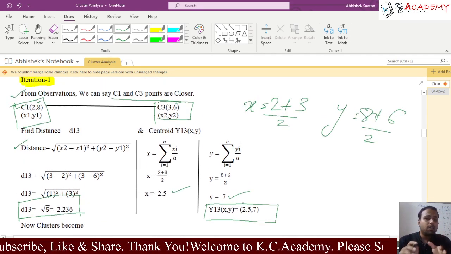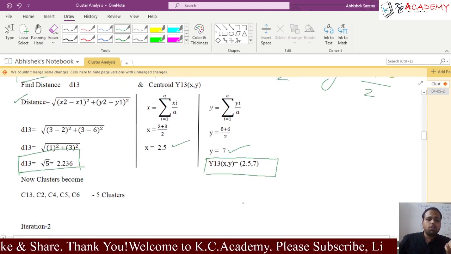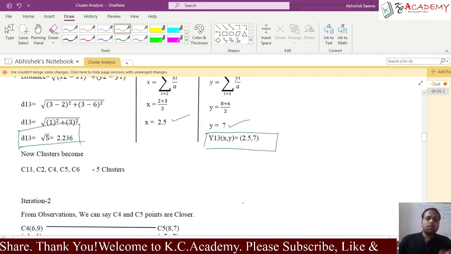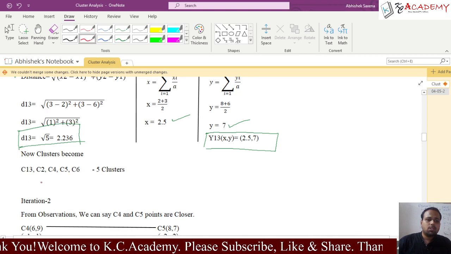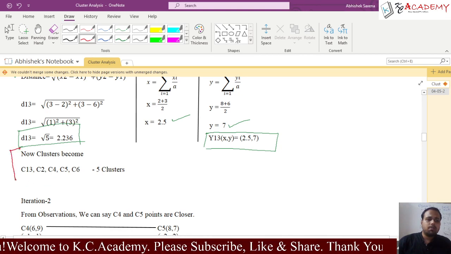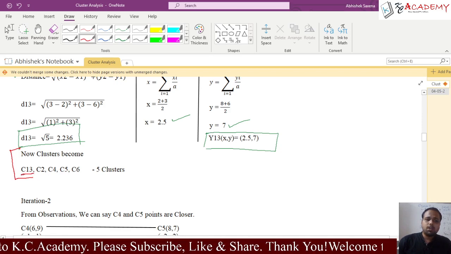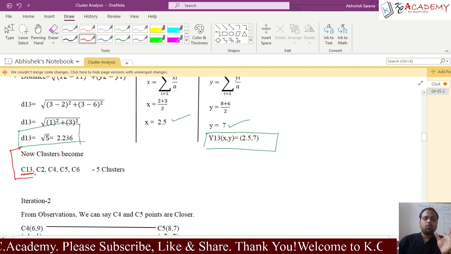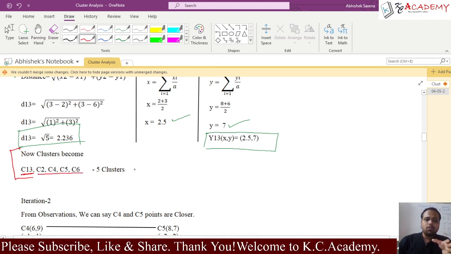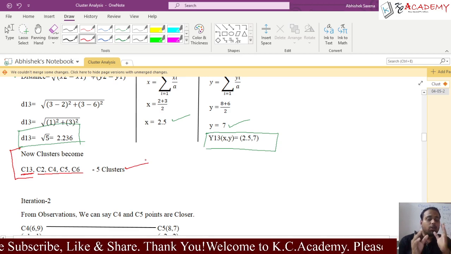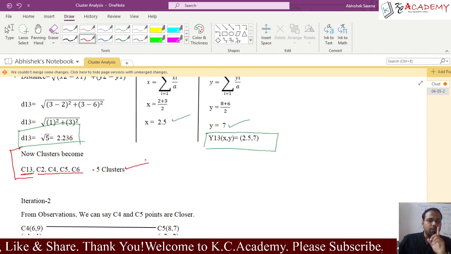Remember, I made cluster C13, so the first point and the third point we combined together. So C13 is grouped now. How many clusters are we having now? Now the clusters become C13, C2, C4, C5, C6. Earlier there were 6. Now 1 is grouped, so the remaining are 4, and 1 plus 4, there are 5 clusters now. What is our prime aim? To combine all the members, so at last we want only one cluster.